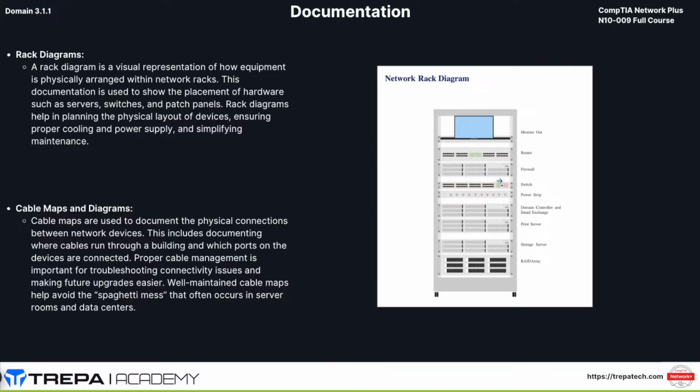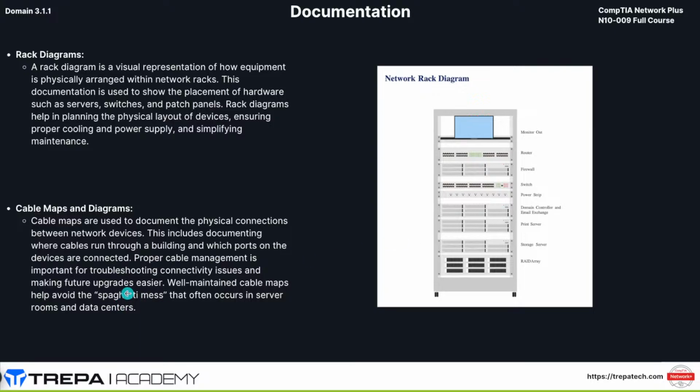So this is a visual representation of how equipment is physically arranged within the network racks. And this should be accurate. Like this right here looks like this server that I'm hovering over is 3U. You see 1U, 2U, and 3U. So that's also what I like to see in my network rack diagrams: the sizes, the width, the height, and the depths.